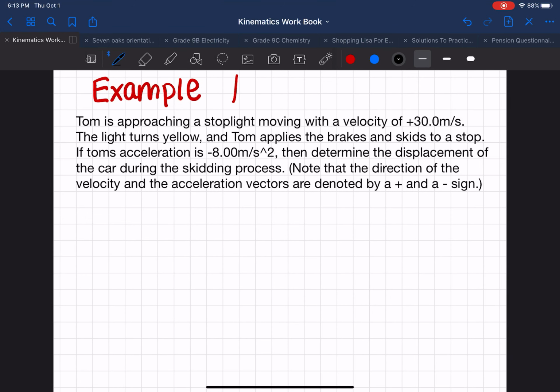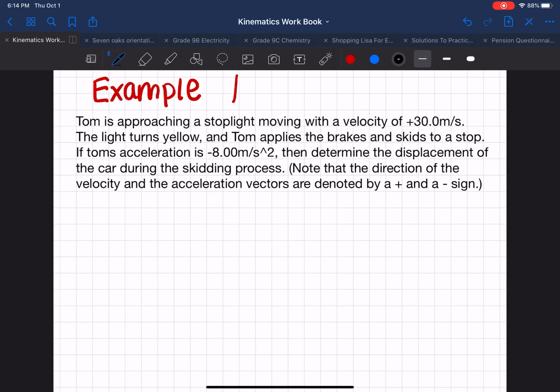Tom is approaching a stoplight moving with a velocity of 30 meters per second. The light turns yellow and Tom applies the brakes and skids to a stop. If Tom's acceleration is -8 meters per second squared, then determine the displacement of the car during the skidding process. Note that the direction of the velocity and the acceleration vectors are denoted by a plus and a minus sign. So again, the acceleration here for Tom is minus 8 meters per second squared because he's slowing down. That's why it's a minus, okay? So let's go over the solution.